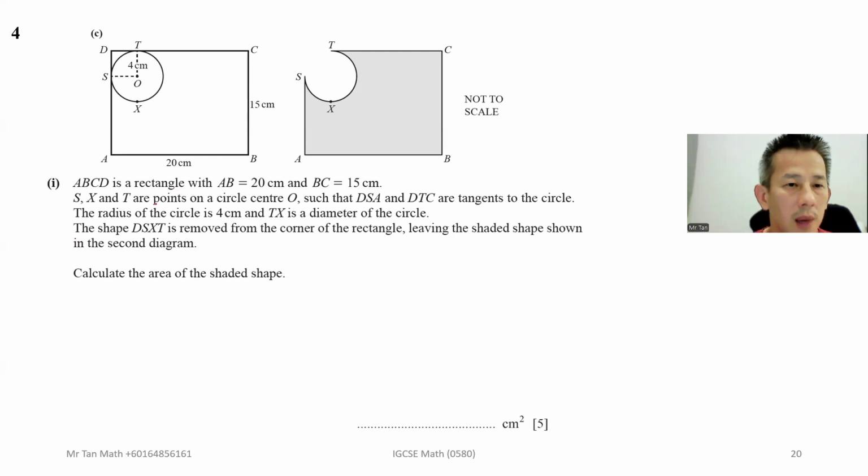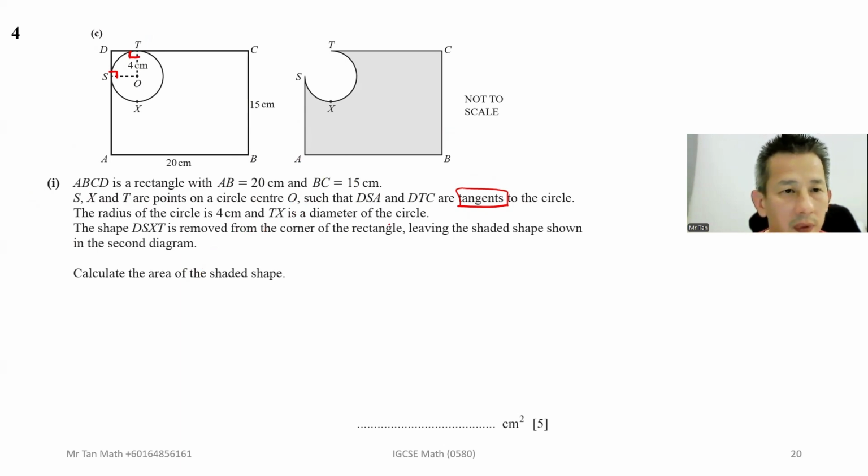C. ABCD is a rectangle. AB is 20, BC is 15. S, X, T are points on the circle with center O, such that DSA and DCA are tangent. When you say tangent to the circle, that means you will create a 90 degree angle. This is what is meant by the tangent. The radius is 4 cm.